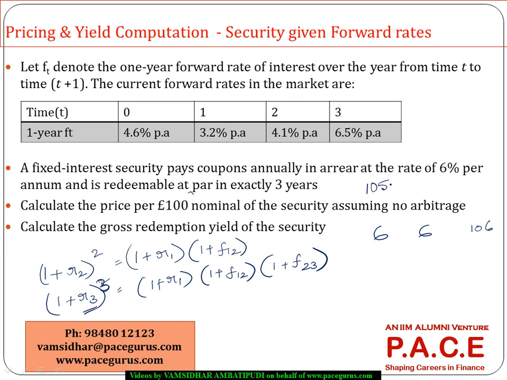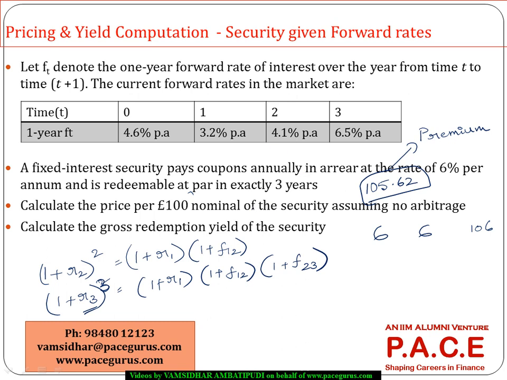So this bond is being sold at a premium because the face value is 100 and the price associated with this bond is 105.62. That is how, if the forward rates are present, I will convert those forward rates into the spot rates and then use those spot rates for discounting the coupons and the principal repayment at the end of each period, and then sum them up to find the total present value, which is the price associated with that particular bond.